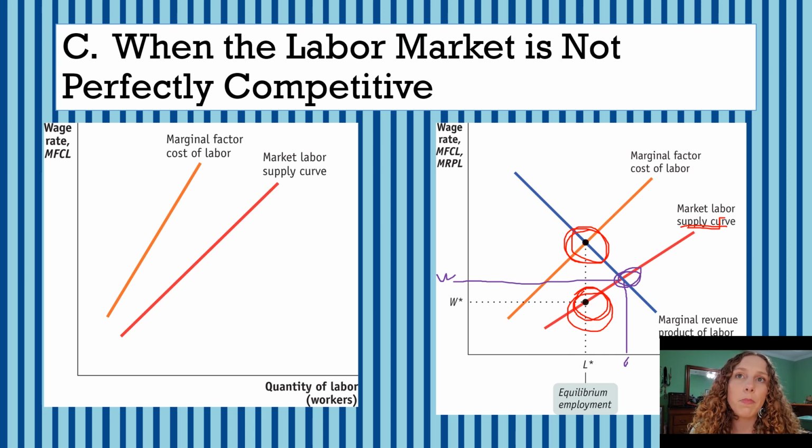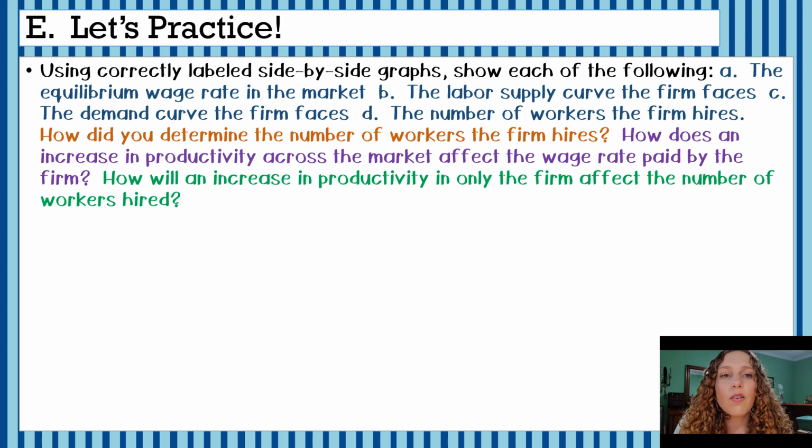So a monopsony pays less and hires less, just like a monopoly produces less and charges more. You get a similar situation when it comes to monopsony. All right, so let's take a look at a couple of practical examples, and I think this will hopefully clear up some things that may have been confusing earlier.